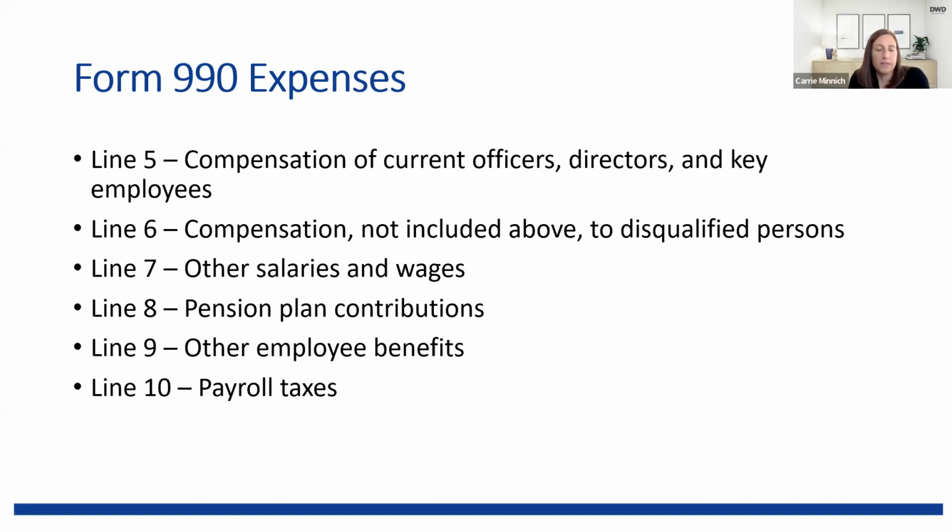Under this section of the 990, the compensation is going to relate to your actual fiscal year. So for example, if you are a June 30 year end, the compensation that goes on this line is going to be the salaries and benefits paid, expenses incurred, for July 1st through June 30th.